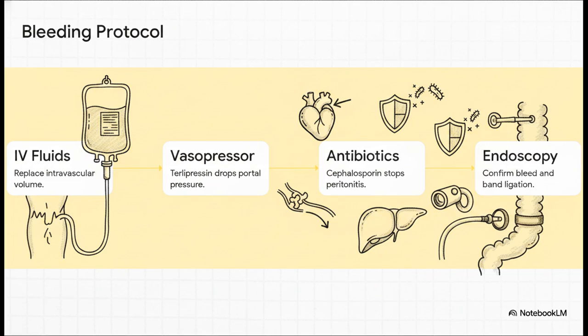Step 1. Start with intravenous fluids to cautiously replace intravascular volume. Step 2. Immediately give a vasopressor, like terlipressin. This directly reduces that high portal pressure we discussed and slows down the acute bleeding.